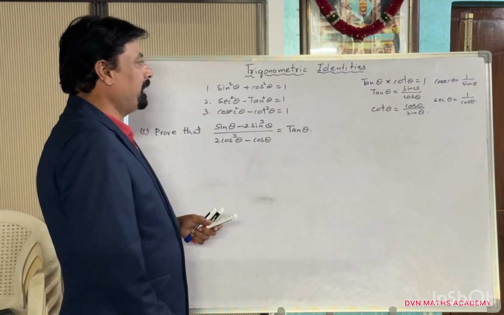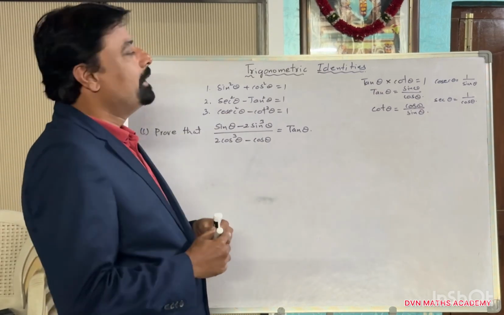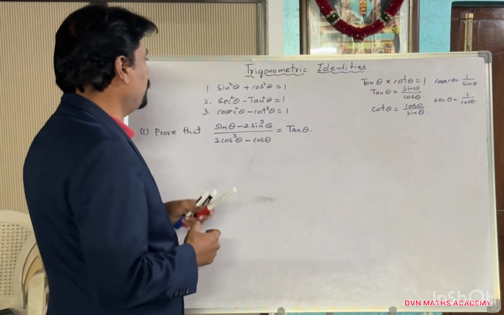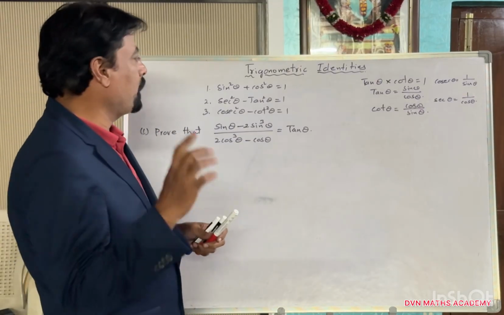So in these trigonometric identities, we are required to prove something. We will give some to prove. So before proving that, we need to know some trigonometric identities. Then only we can prove the given question properly.